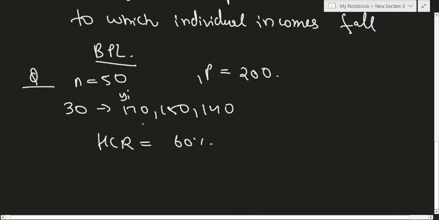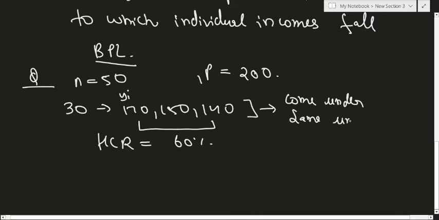Like in HCR analysis, all these people earning 170, 150, 140, they are all below the poverty line. That's it. We're not able to make a granular analysis about to how much extent a person's income is below the poverty line. All these people come under the same umbrella under HCR. Okay, this was a simple but important point.